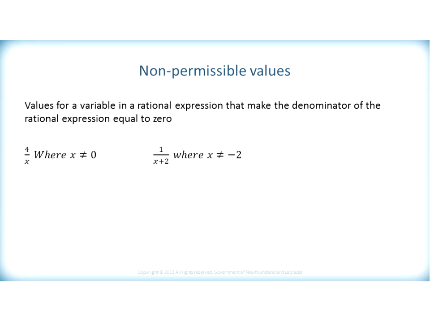Recall that non-permissible values are values for a variable in a rational expression that will make the denominator equal to 0. We cannot have this since it would make our expression undefined. So we always have to keep in mind the non-permissible values.